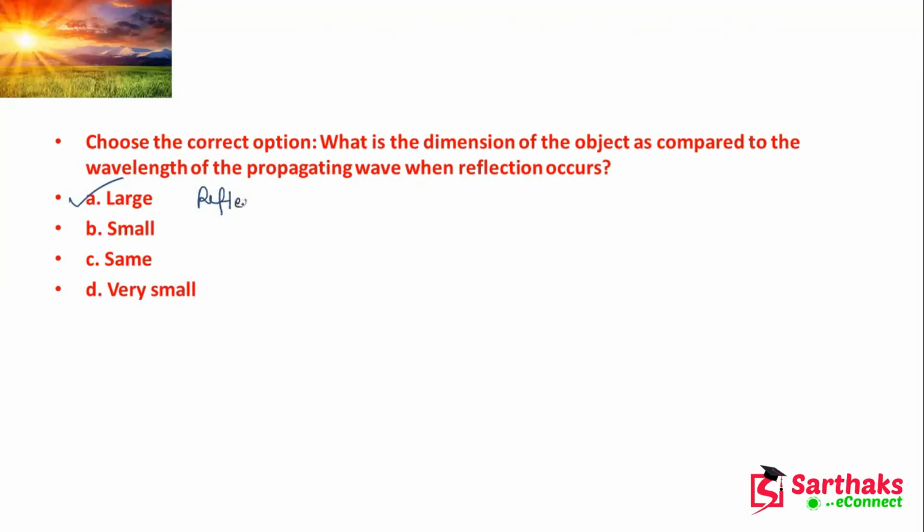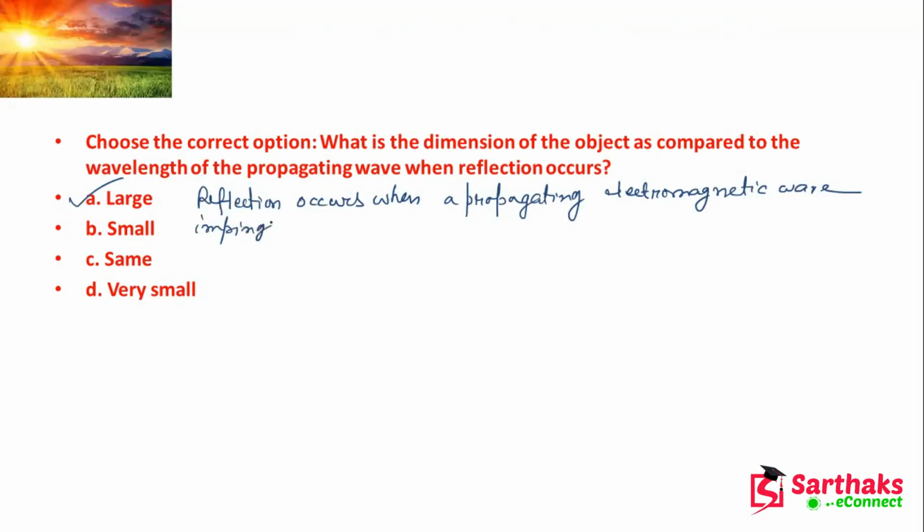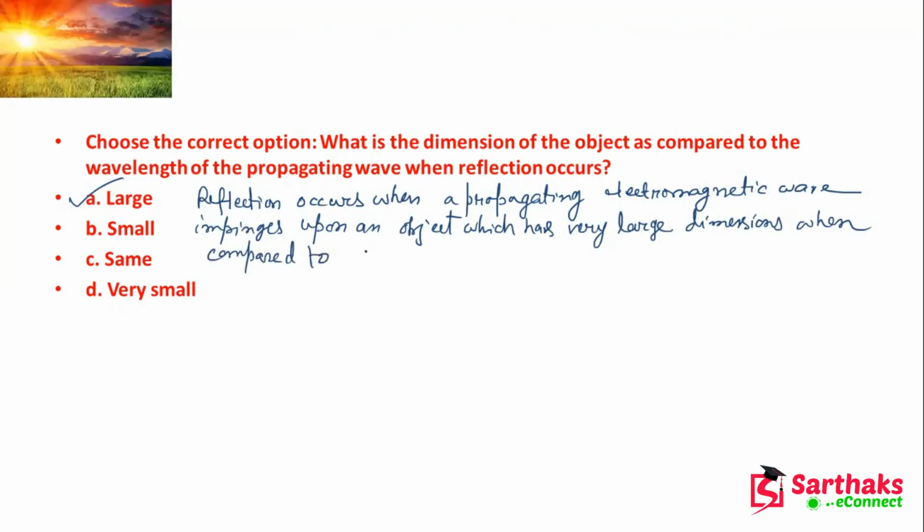Now, the reason: reflection occurs when a propagating electromagnetic wave impinges upon an object which has very large dimensions when compared to the wavelength of the propagating wave.